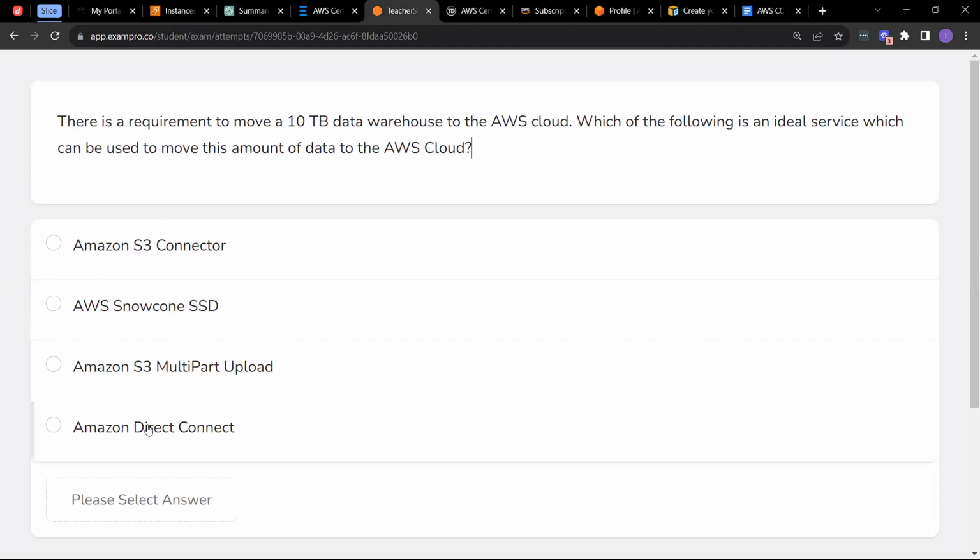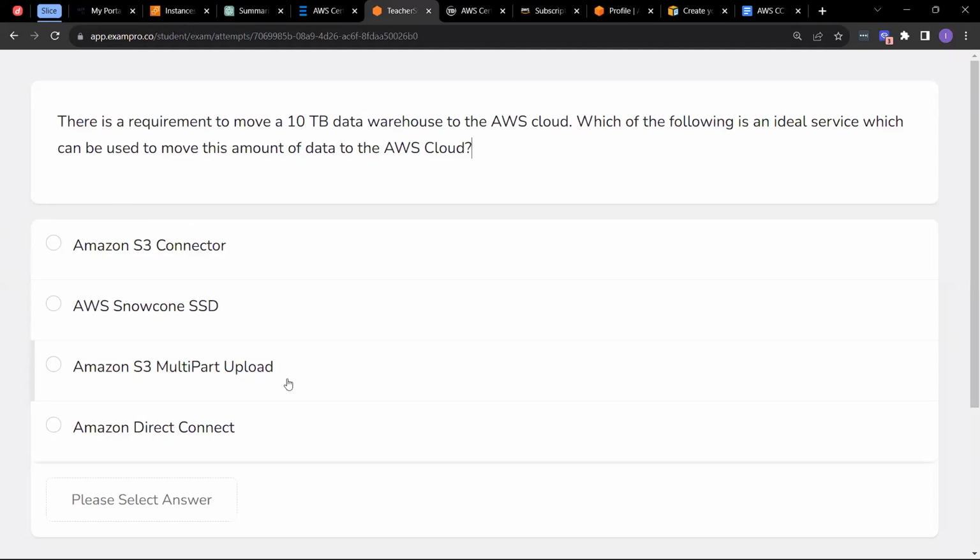So yes, Direct Connect, we've spoken about Direct Connect. It helps you connect your on-prem infrastructure to your resources in the cloud. S3 connector, I don't know what it is. Multi-part upload is uploading your objects in different parts.